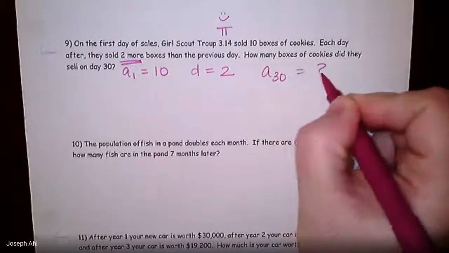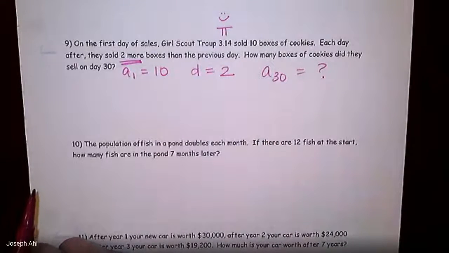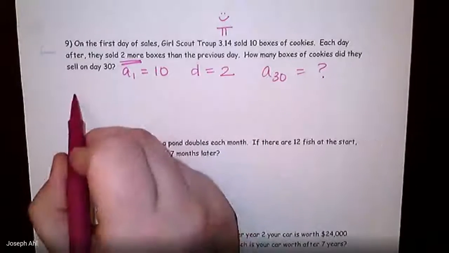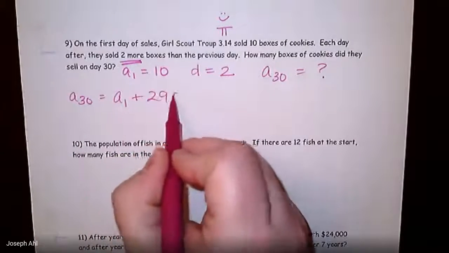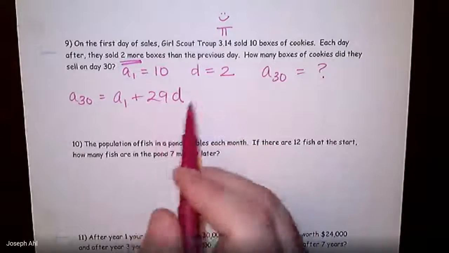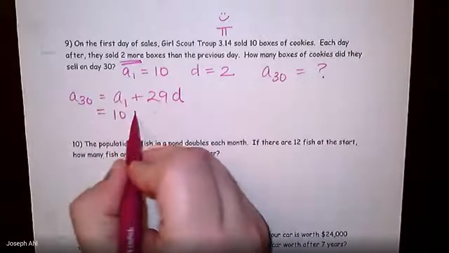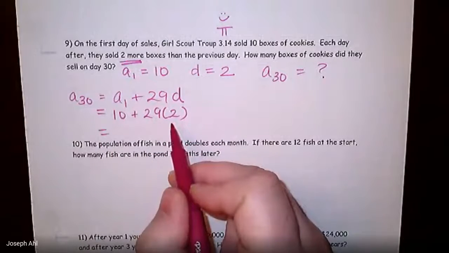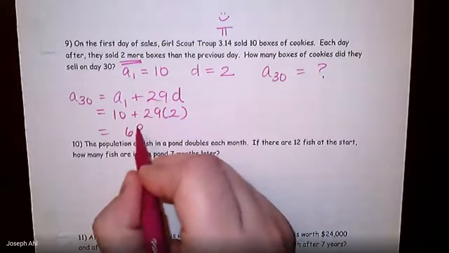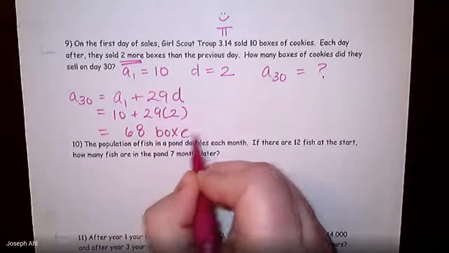So on day 30, that would be the 30th term in the list. That's what I'm trying to find. In an arithmetic sequence, A30 would be A1 plus 29 differences. So that would be 10 plus 29 times 2. 29 times 2 is 58, plus the 10 is 68 boxes of cookies.